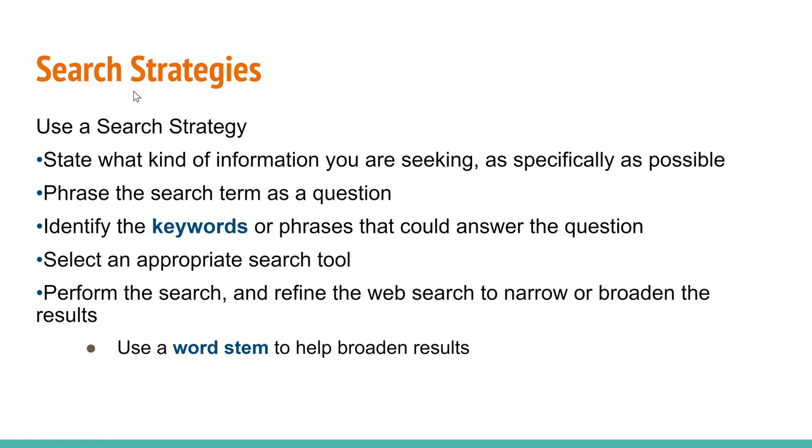Search strategies. Use a search strategy. State what kind of information you are seeking as specifically as possible. Phrase the search term as a question. Identify the keywords or phrases that could answer the question. Select an appropriate search tool. Perform the search and refine the web search to narrow and broaden the results. Use a word stem to help broaden the results.